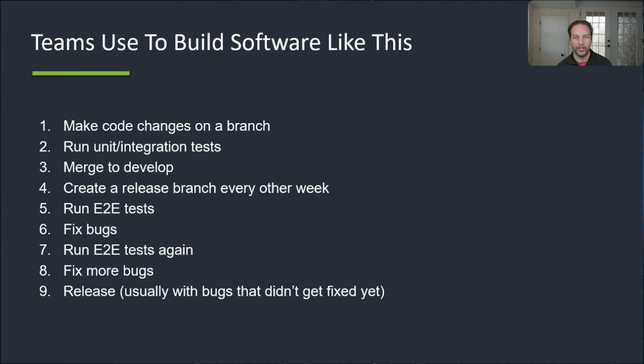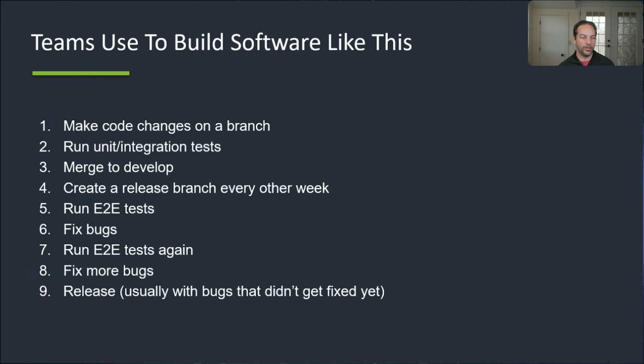So it starts out with making your code changes on a particular branch. You probably run unit and integration tests on that branch, and probably run all of your unit and integration tests because they're nice and quick. And then if everything passes or anything you haven't ignored passes, then you merge to a development environment, which might deploy automatically to a dev environment. And then every other week, you might go ahead and create a release branch. And the purpose of creating the release branch was so that you could deploy that to a QA environment.